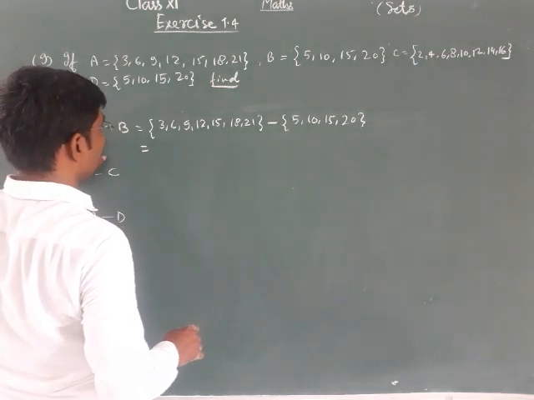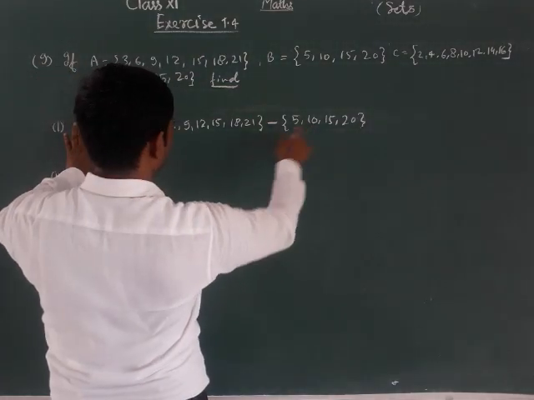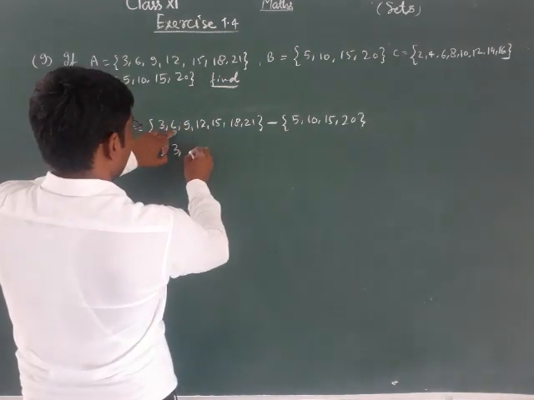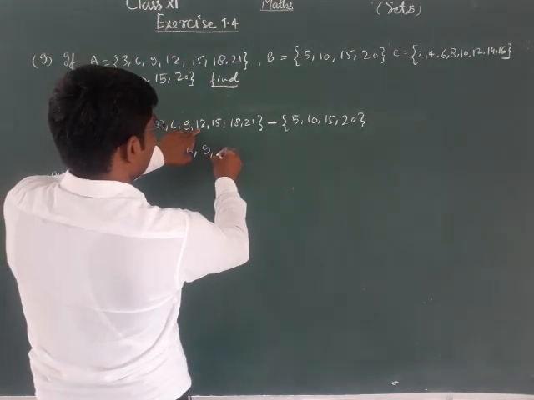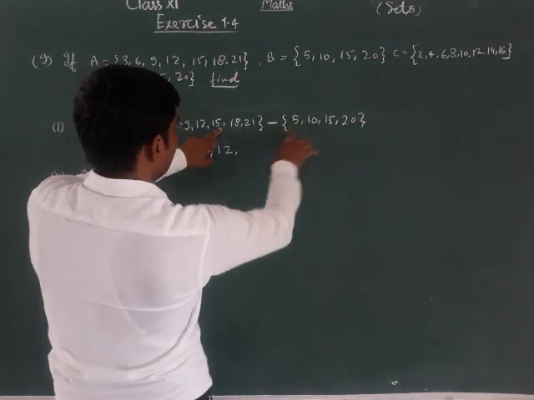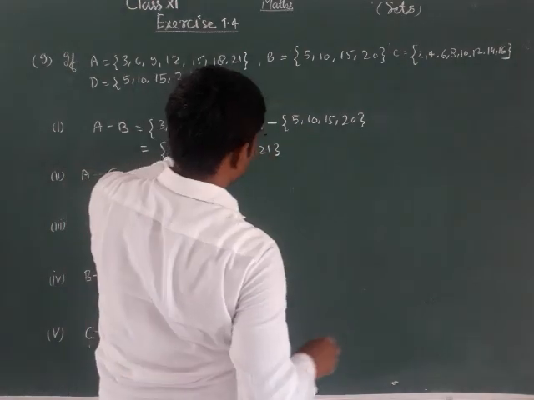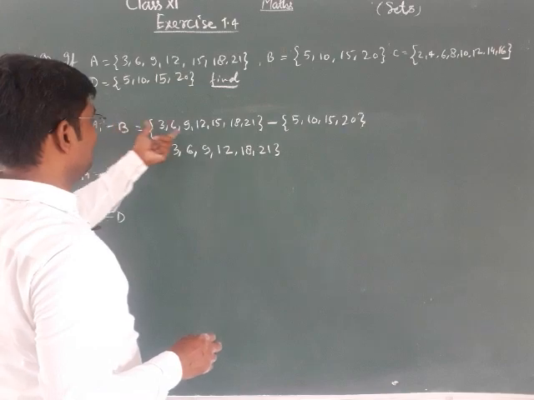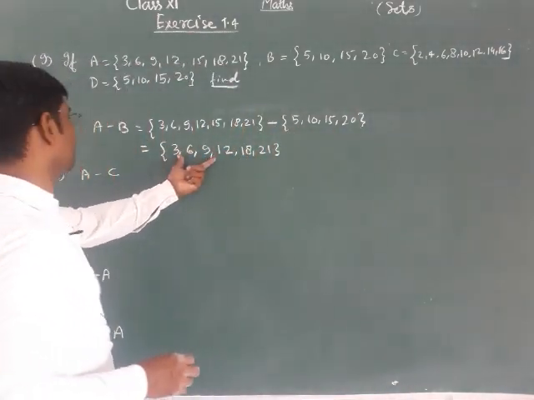So A minus B is the elements of A not present in set B: 3, 6, 9, 12, 18 and 21. So A minus B means the set of A elements which are not present in set B.